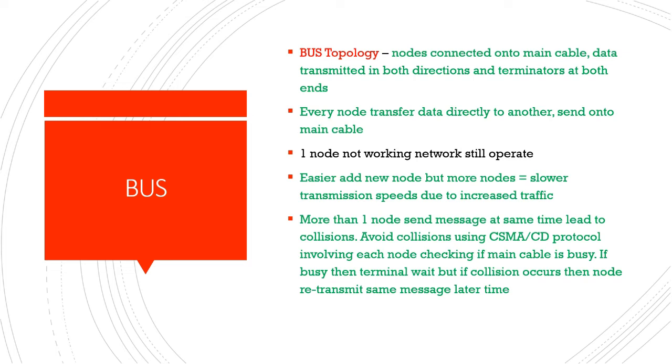If there's more than one node sending a message at the same time, this will lead to a data collision, but you can avoid collisions using the CSMA/CD protocol. This involves each node checking if the main cable is busy before sending the message, and if it's busy, then the terminal will wait. But if a collision occurs, then the node will retransmit the same message at a later time. This is how it gets around that problem.